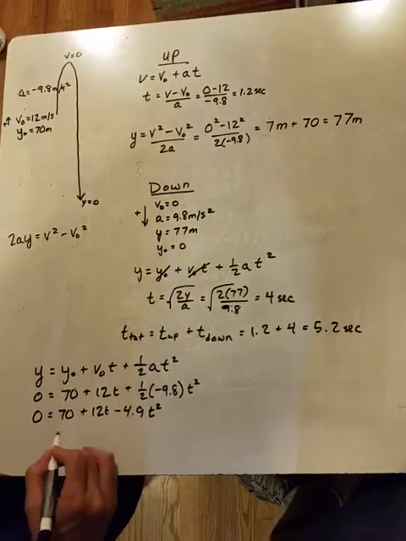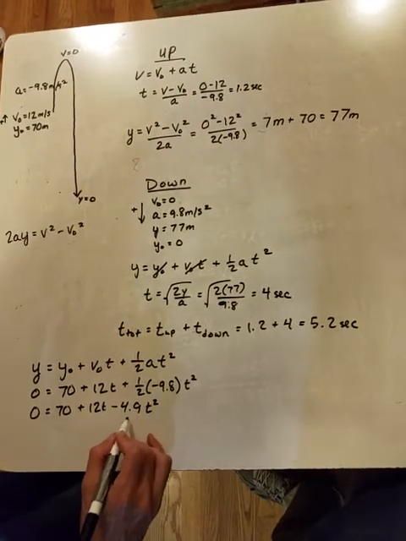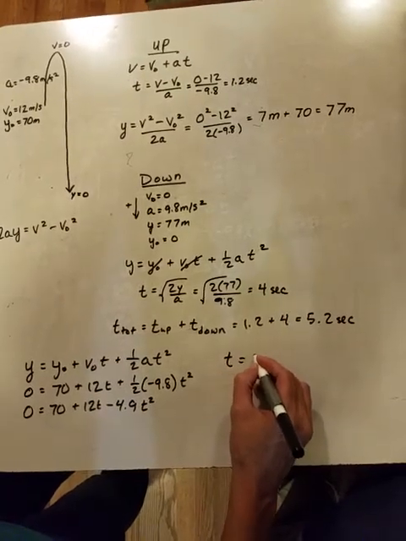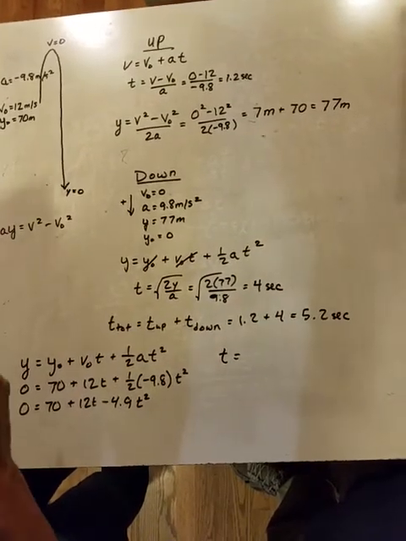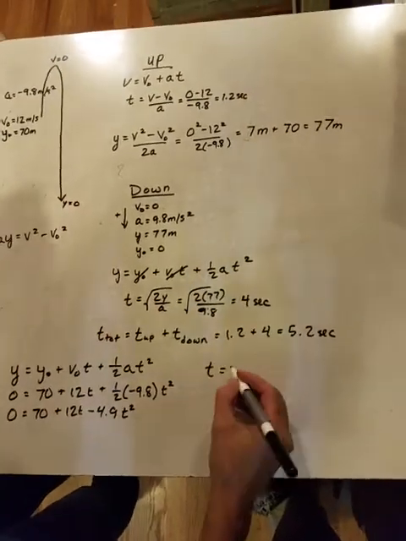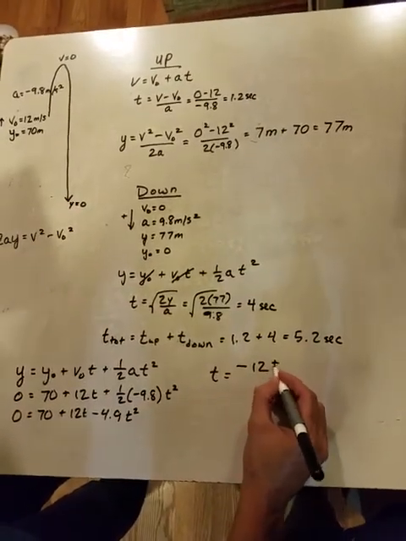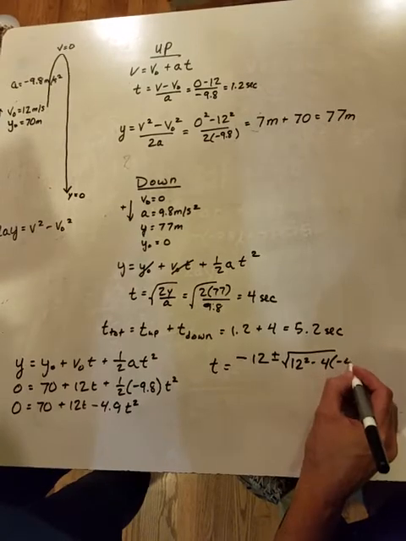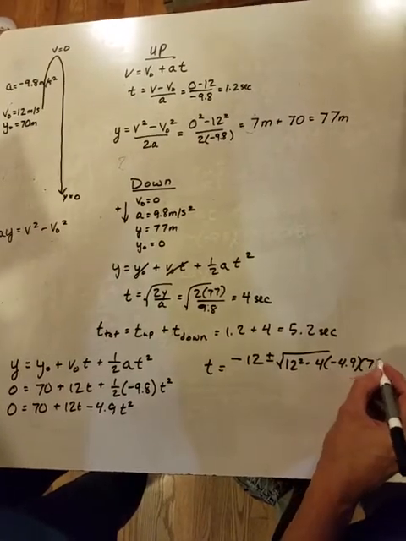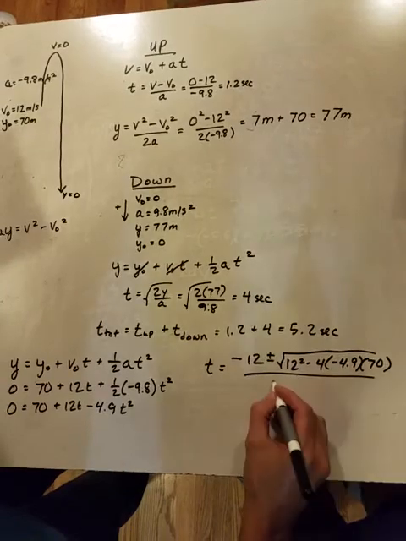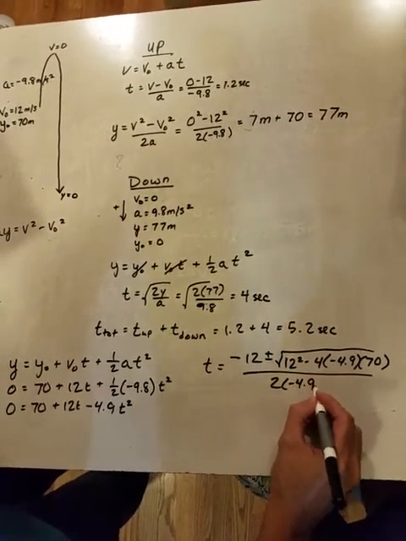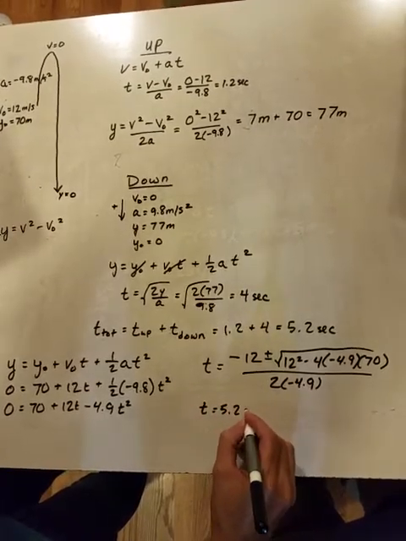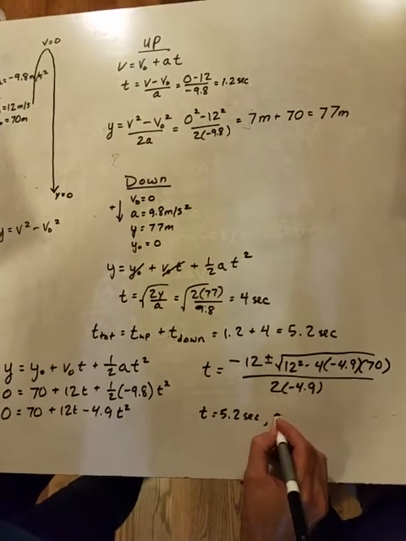All right, and we've got our quadratic. This is our a, b, and c term. So t is equal to negative b plus or minus the square root of b squared minus 4ac. That's going to give us negative 12 plus or minus the square root of 12 squared minus 4 times negative 4.9 times 70, divided by 2 times a. When all is said and done, you're going to end up with t equal to 5.2 seconds and negative 2.8 seconds.